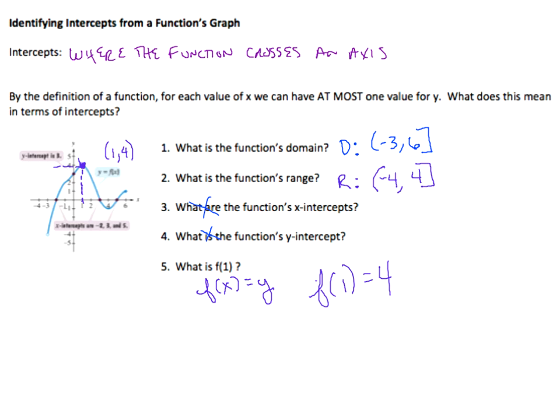Trina, I see you're typing something. Once again, while she's typing, all f of 1 says is if I replace x with 1, in other words, if I plug 1 in, what do I get out? Well, if I plugged 1 in and I had the point (1, 4) on the graph, then I had to have gotten 4 out.